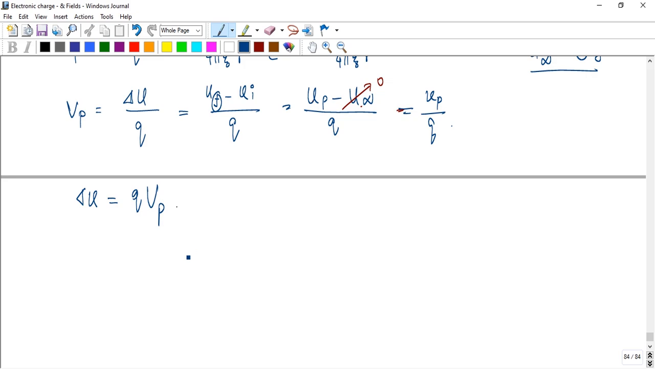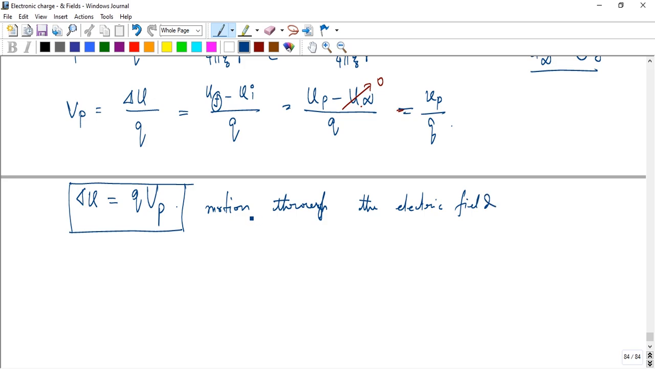And here there is a motion, if the charge is brought from infinity to a finite point. Box that equation. The motion is through the electric field. So the test charge has movement, from infinity to a finite point. So now let's calculate the work done by the field.